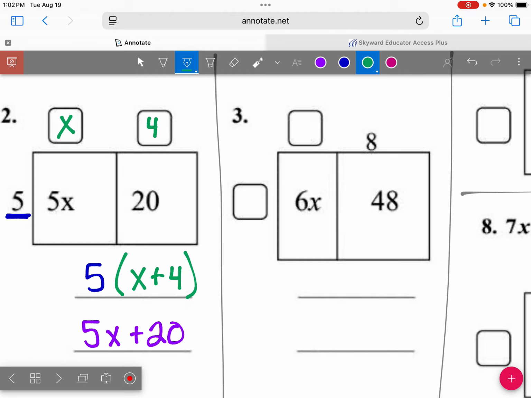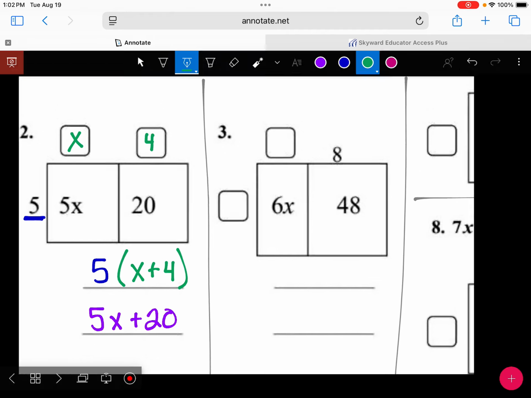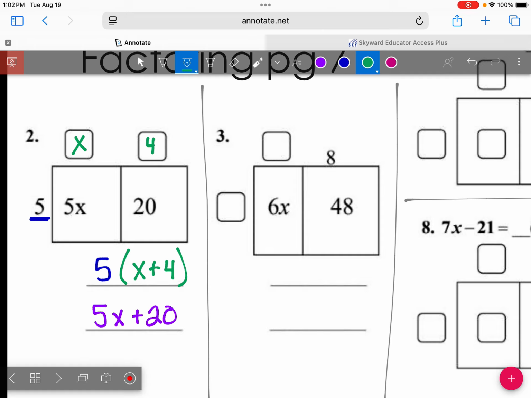And knock that same exact piece of paper off. Oh my god. That's how we do it. So then let's look at number 3.